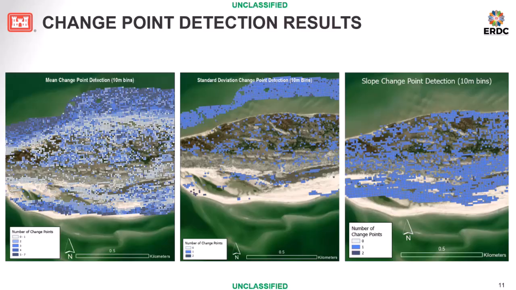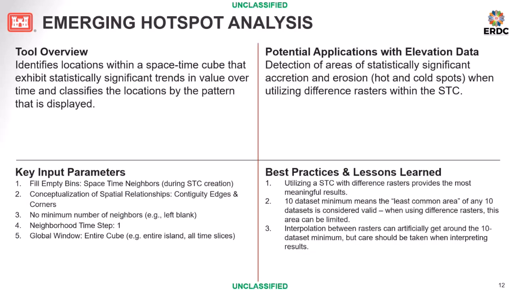The slope change point detection analysis results highlight that the western spit of Dolphin Island has not maintained a consistent erosional or accretional trend, as most of the spit has experienced at least one shift in the sedimentation trend. Next slide, please. And I'm going to hand it over to Scott for emerging hotspot analysis.